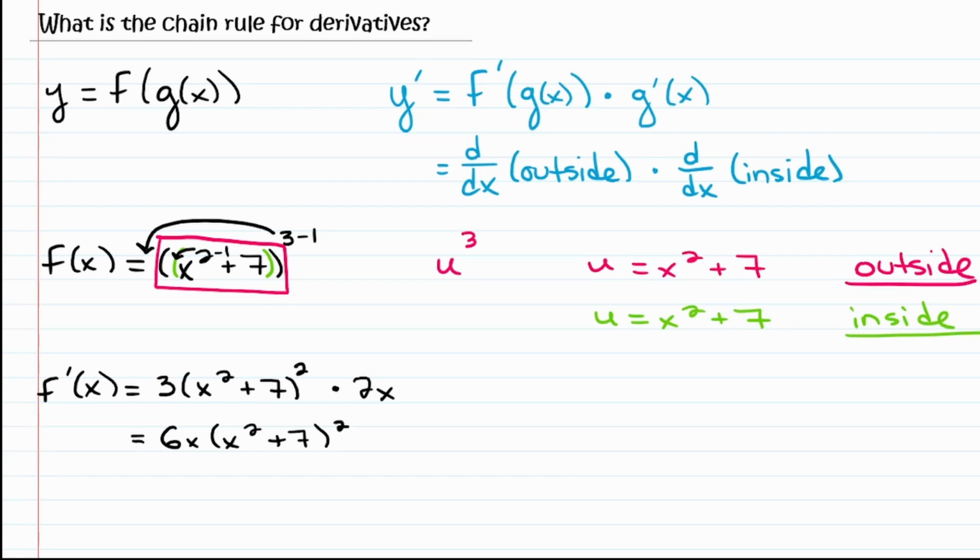And now let's FOIL this out so that we can expand it a bit, right? So we'll leave 6x to the side for now, but we want to FOIL out x squared plus 7. If you don't remember how to FOIL, you break this into 2 parentheses, and then you go first, outside, inside, and last, right? So what this would be is x to the 4th plus 14x squared plus 49.